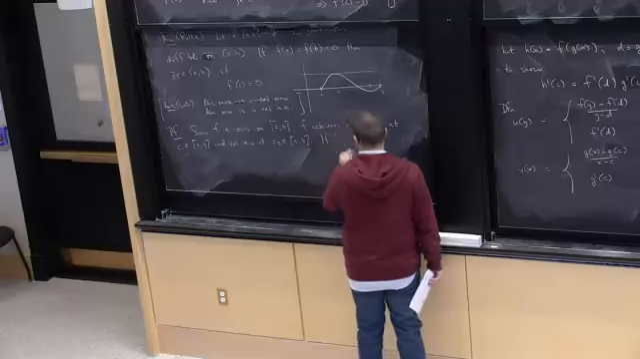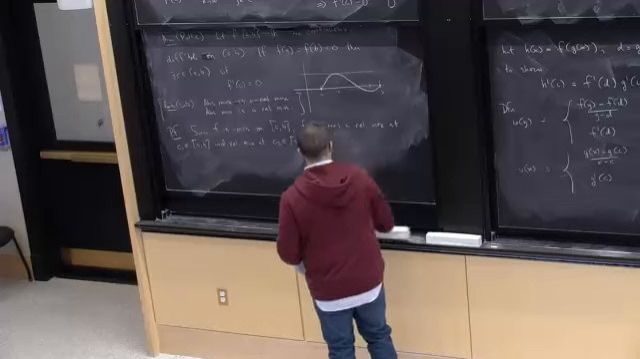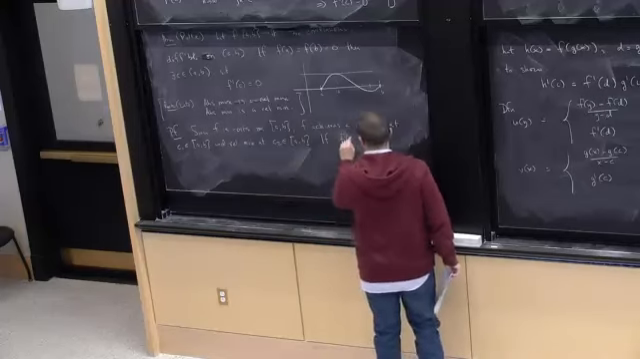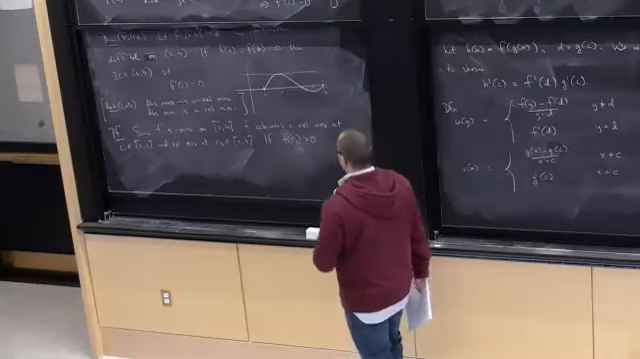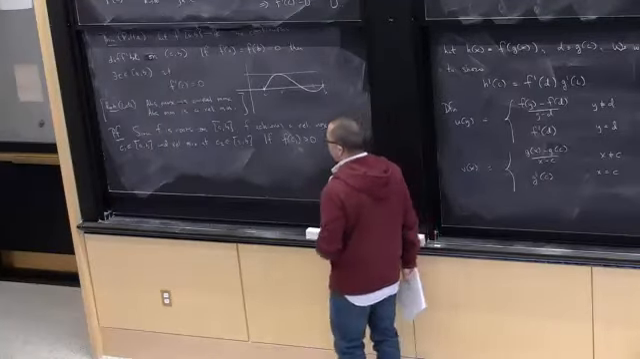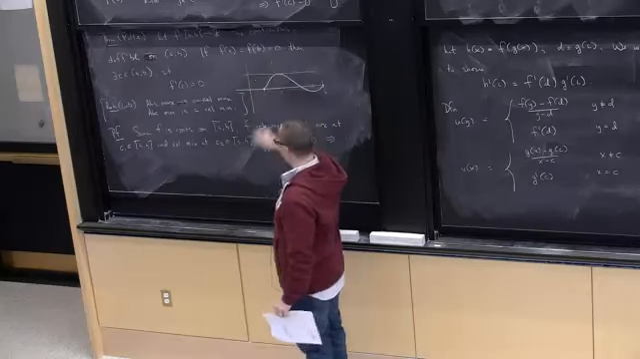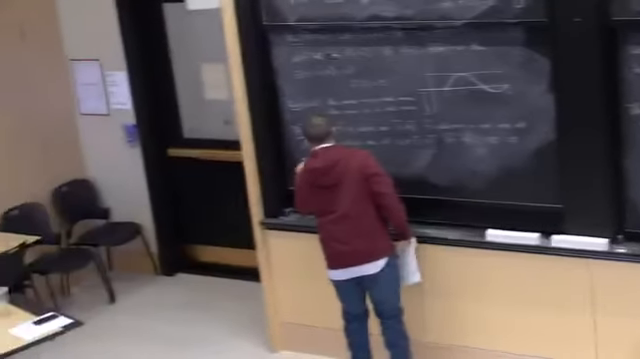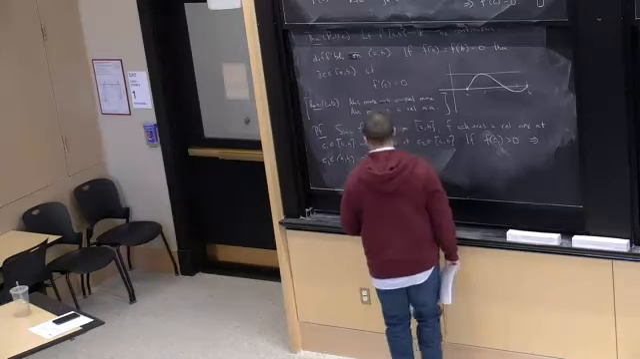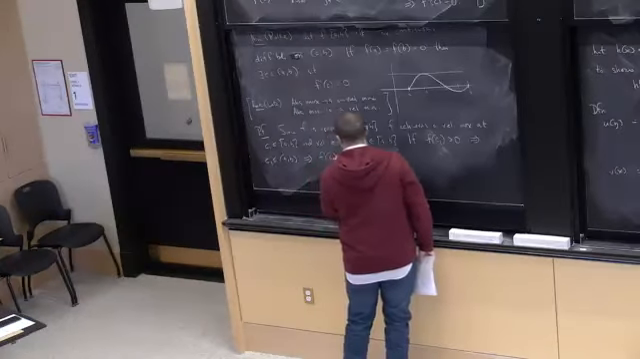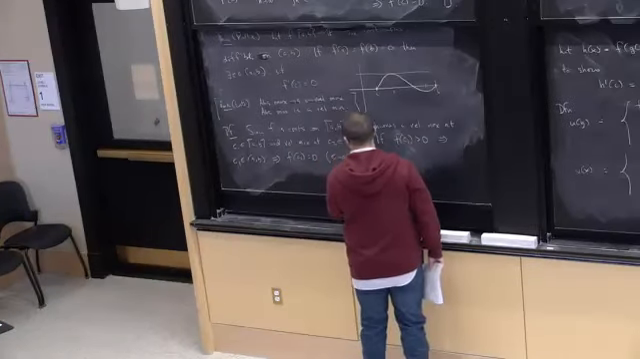If f of C1 is positive, then what can you say? Well, C1 cannot be one of the endpoints because at the endpoints, f of a equals f of b equals 0, right? This implies C1 is in the open interval AB, which implies by the previous theorem, f prime of C1 equals 0. So here C equals C1.